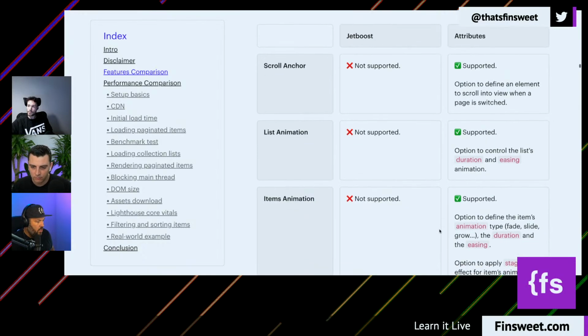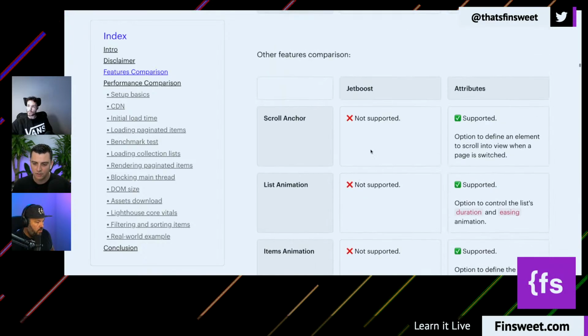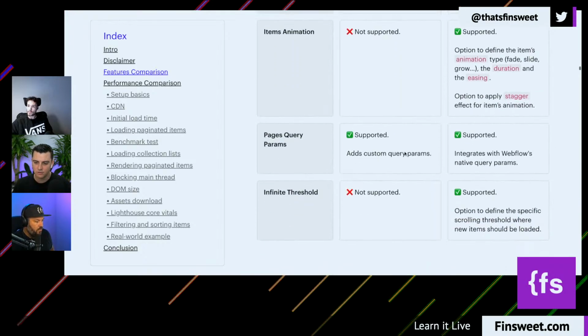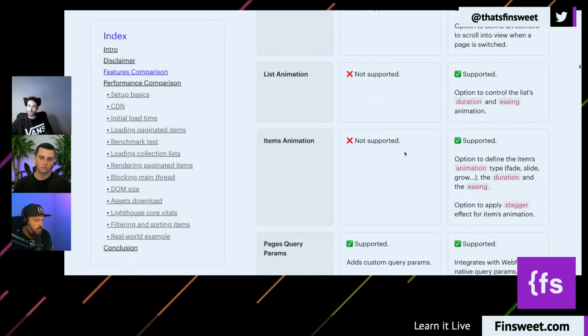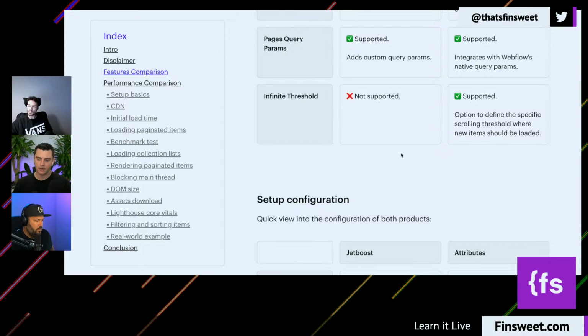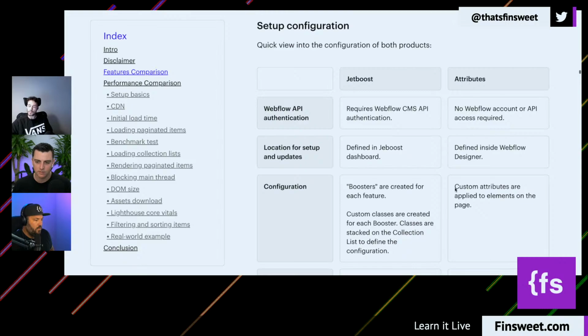All right, yeah, and I think we talked about this stuff. Some animation, so list animation, item animation not supported, infinite threshold, the query params. Okay, both supported. Let's get to the setup configuration, and then we'll touch on the performance comparison.